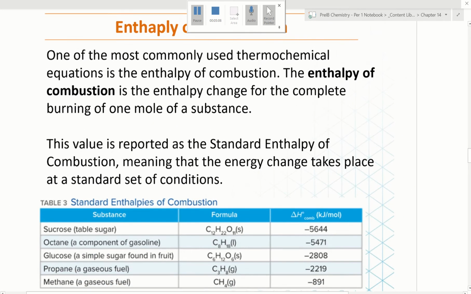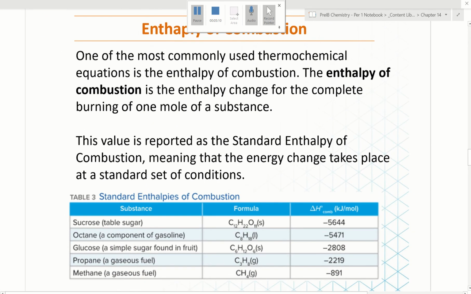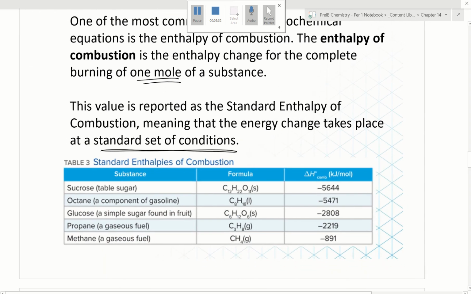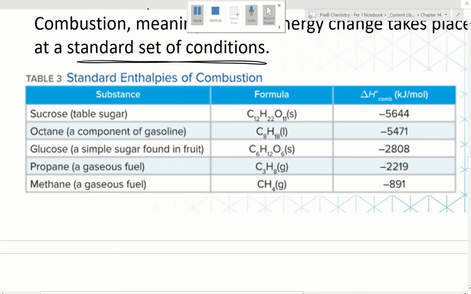One of the most commonly used thermochemical equations is the enthalpy of combustion. The enthalpy of combustion is the enthalpy change for the complete burning or combustion of 1 mole of a substance. The value for the standard enthalpy of combustion means that the energy change takes place at a standard set of conditions. So here's a table for the standard enthalpies of combustion of some common organic compounds.